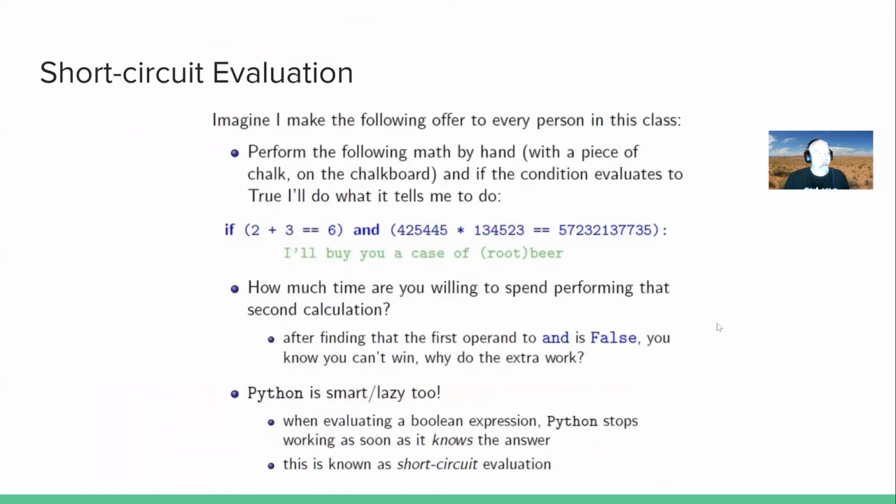Okay, so moving on to short circuit evaluation. Imagine that I make the following offer to every person in the class. I'm saying perform the following math by hand with a piece of chalk on the chalkboard, or more realistically, a marker on a whiteboard or whatever, doesn't matter. In COVID Zoom times, probably with an annotation tool on Zoom. And if the condition evaluates to true, I'll do what it tells me to do, which is buy you a case of root beer. Because this is a class, I won't buy you beer, just root beer instead.